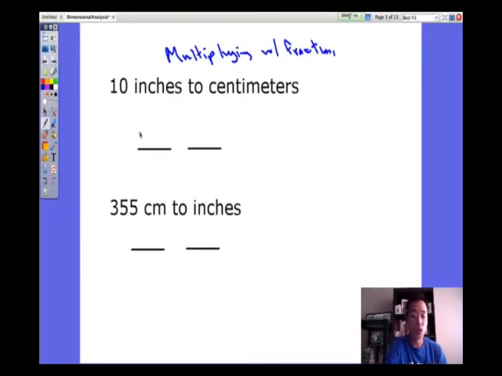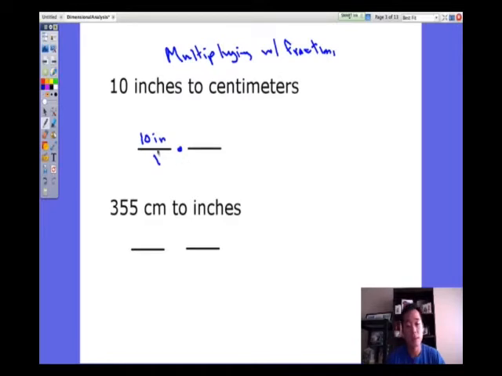First step, just write down what they give you. So I'm going to write down 10 inches in my first fraction. I'm going to go ahead and put a 1 in the denominator just because I know that 10 inches divided by 1 is 10 inches. And then I'm going to multiply.